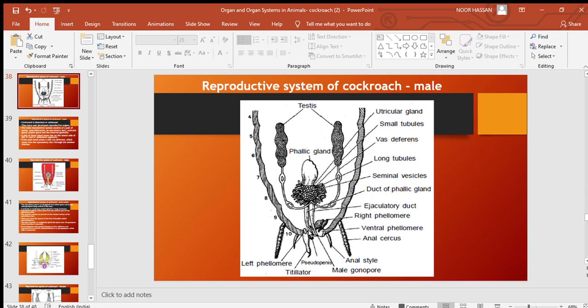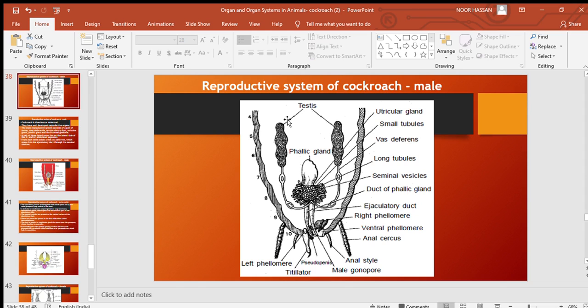So this vas deferens opens into the ejaculatory duct through this seminal vesicle. After that, the ejaculatory duct opens outside through the gonophore, which is also called external genitalia. Apart from it, we can see this bunch of structures, called the utricular gland, also called mushroom gland. This is an accessory reproductive structure, and it also opens into the ejaculatory duct.